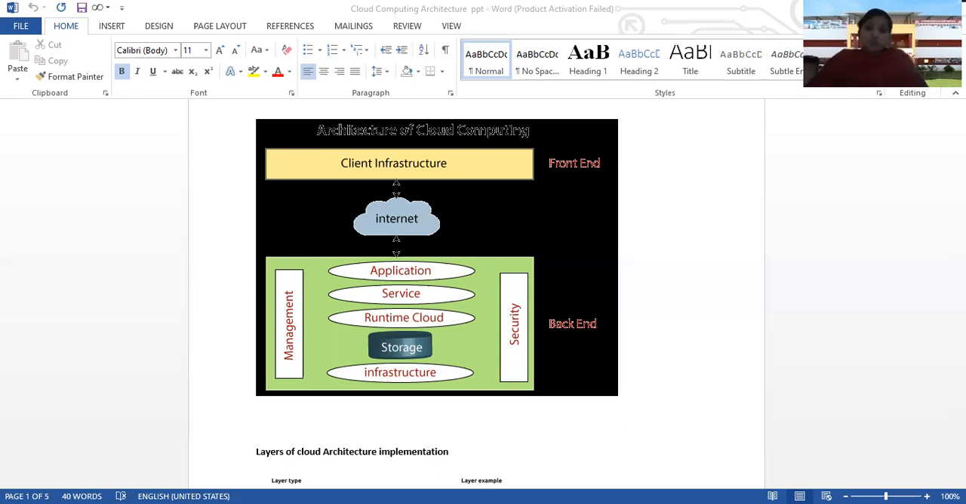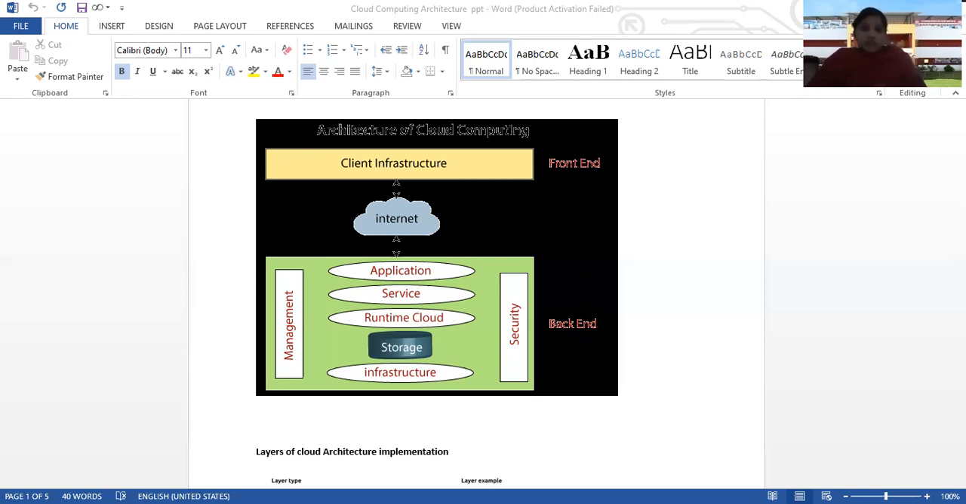So just note, keep in mind that the front end is used by the client and the back end is used by the service provider. The front end, whatever application we are using, is used by the client. It contains the client side interface and applications that are required to access cloud computing platforms. The front end includes web servers, including Chrome, Firefox, right? And mobile devices also.